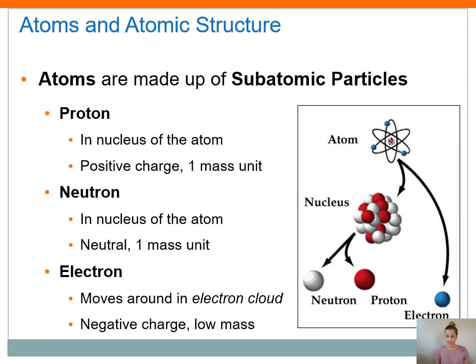If they have the same number of protons and electrons, those will cancel each other out. 6 positives, 6 negatives brings us right back to 0. That's neutral. If they're not the same, then the atom will end up having a charge, either a positive charge or a negative charge.